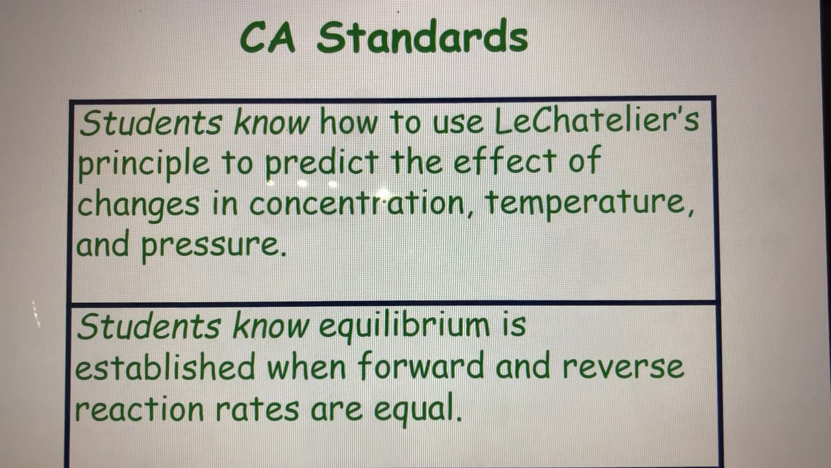The second thing that you are to know is equilibrium. Equilibrium is the balance that is established when forward and reverse reaction rates are equal, meaning the speed at which your forward reaction is running has got to be equal to the speed of your reverse reaction in order for this reaction to be in equilibrium.